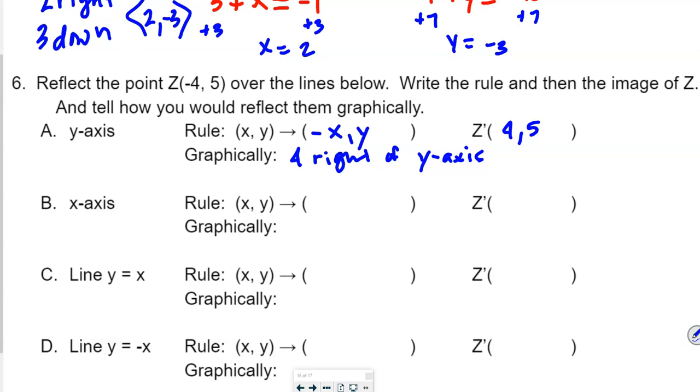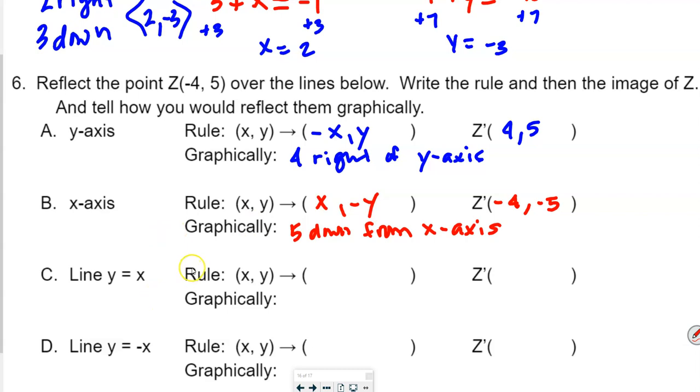The x value would, the y value would have stayed the same. Okay, so let's do the next one. X-axis, this one is going to be x comma negative y, right? So here, this time, we're not changing the x, so that's going to be -4, but we are changing the sign of the y. So this time, we're going to move 5 down from the x-axis. That's what you're doing, okay?